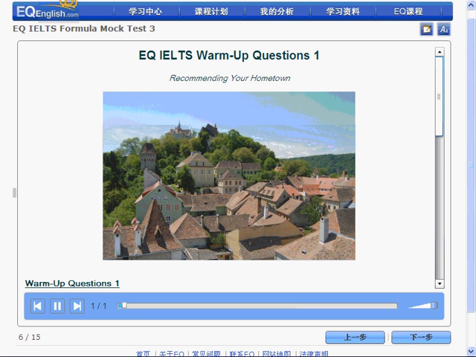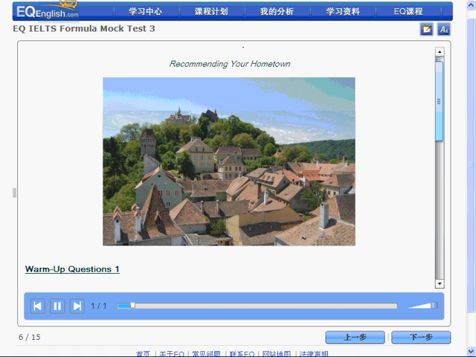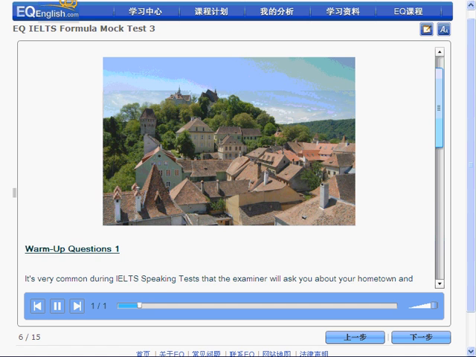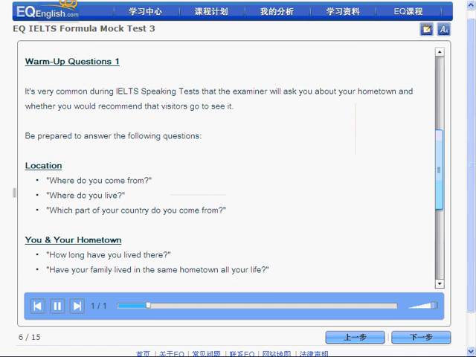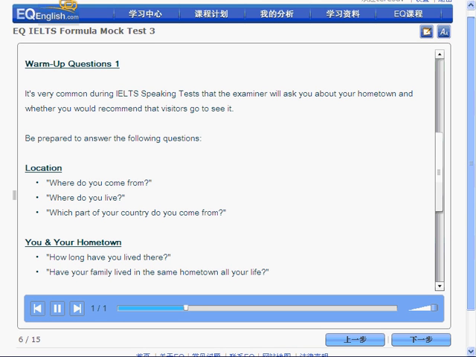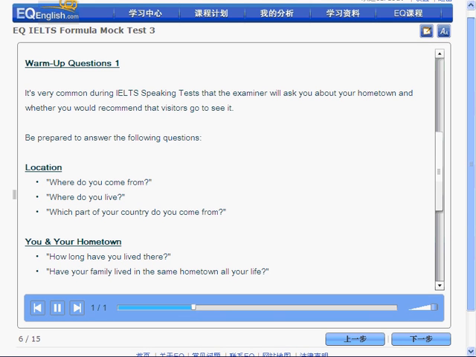EQ IELTS warm-up questions 1. Recommending your hometown. It's very common during IELTS speaking tests that the examiner will ask you about your hometown and whether you would recommend that visitors go to see it. Be prepared to answer the following questions.